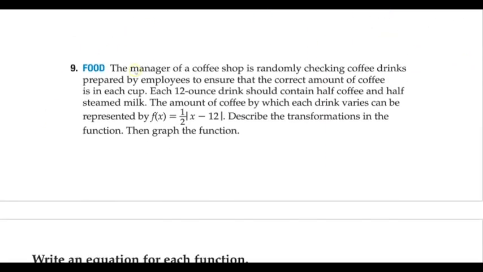Application problem. A manager of a coffee shop is randomly checking coffee drinks prepared by employees to ensure the correct amount of coffee is in each cup. Each 12-ounce drink should contain half coffee and half steamed milk. The amount of coffee by which each drink varies can be represented by this equation. Describe the transformations in the function. All I want to do is describe what it looks like, and then we're going to graph it real quick.